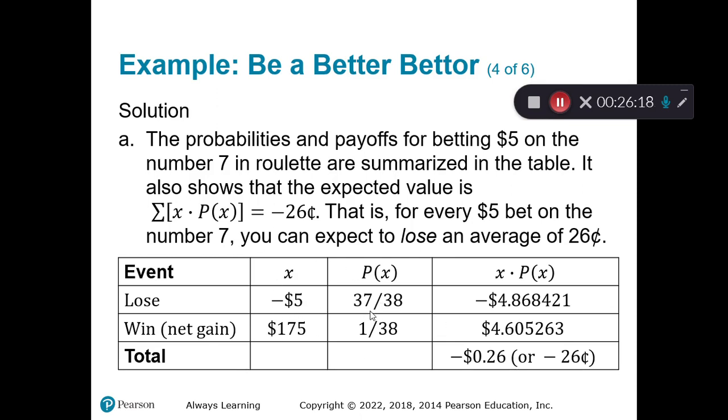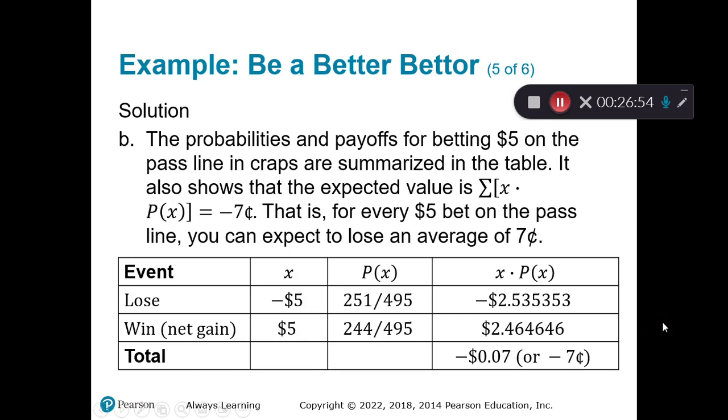So negative 5 multiplied by 37 over 38 gives us this result. It's a negative quantity. $175 multiplied by 1 over 38 gives us a positive earning. And if we add up these two products, we see that our total expected gain, which in this case is an expected loss, is 26 cents lost. What this means is that if we were to repeatedly bet $5 at roulette, betting on the number 7, in the long run, we would expect to lose about 26 cents per game.